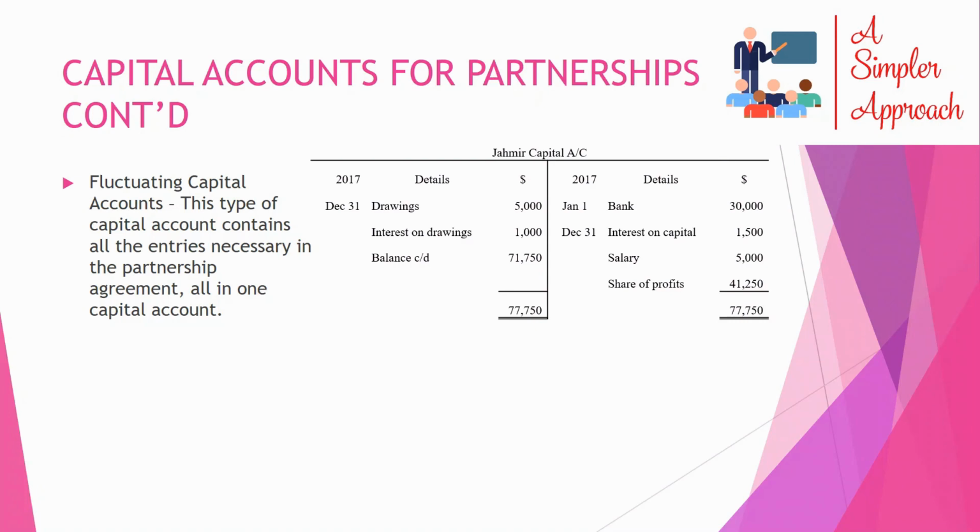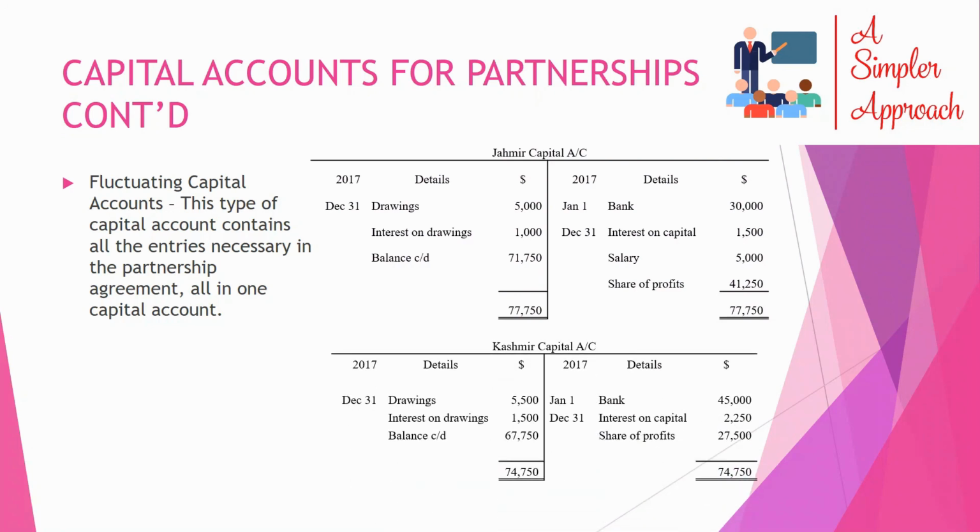Now, recall when we were doing the fixed method that Jameer's capital account was fixed at $30,000 every year. Now, with the fluctuating method, notice that his balance is $71,750. That is so because everything is in the one account. And next year, when his account is done again, the balance is going to change. Why? Because salary may be different, share of profits may be different, interest on drawings or his drawings may be different. And as a result of that difference, the balance is going to be different.